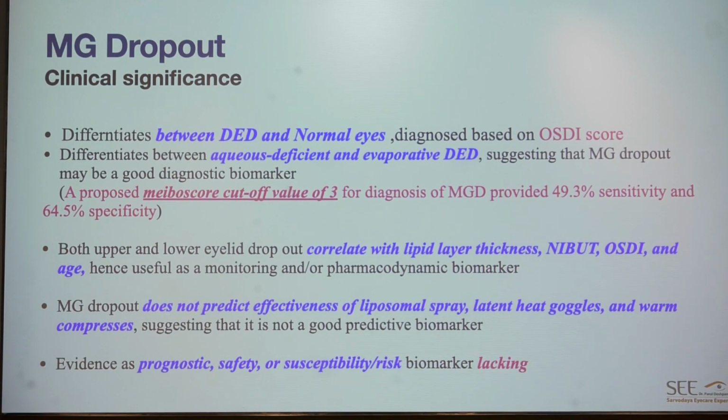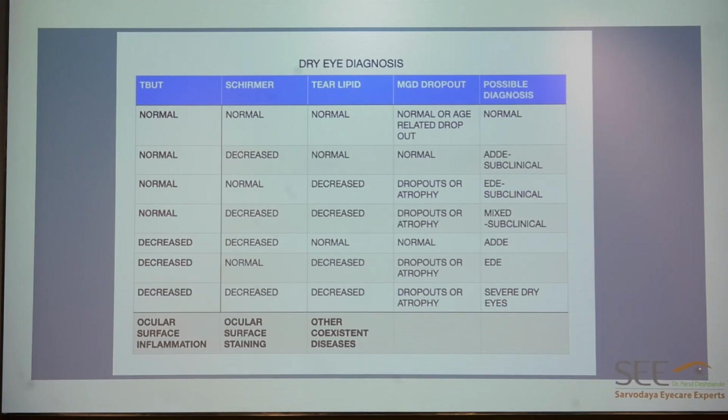It helps us differentiate between a patient who comes to you with non-specific symptoms, who could be a normal patient, versus a patient with dry eyes. It can differentiate between evaporative and aqueous deficient dry eyes. It usually tends to correlate well with your NIBUT, with your OSDI score, and with your lipid interferometry. And it does not have any predictive value in terms of the therapy. So if you have given some patients some therapeutic treatment and you want to see whether meibography improves, it really does not.